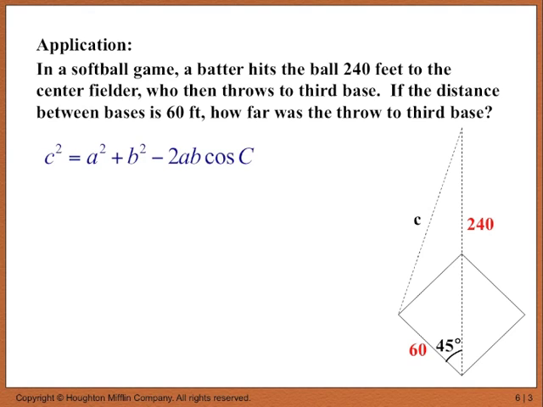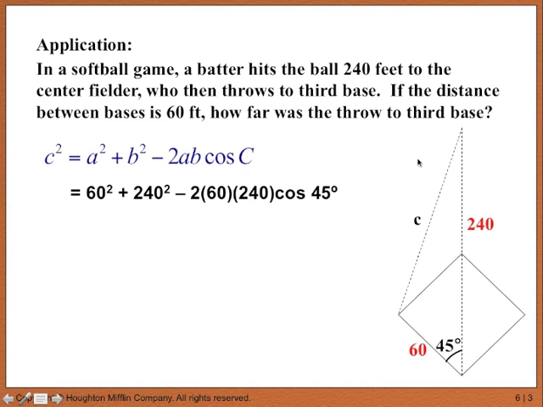So using the law of cosines again, I'm going to try to find out what side C is, and we plug in our information. We've got 60 squared plus 240 squared minus 2 times 60 times 240 times the cosine of 45 degrees.